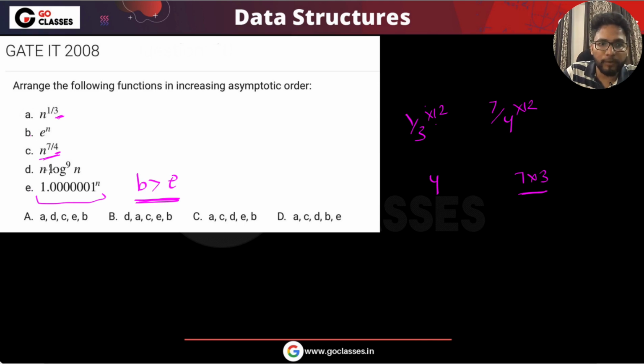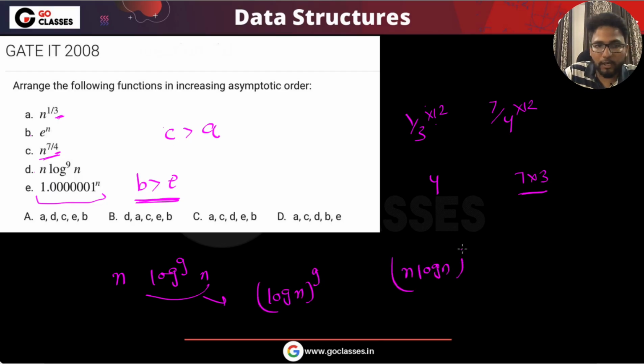Let me compare between D and C. You know between C and A, C is greater than A. Let me compare between D and C. D is n into log 9n. Log 9n is as good as saying log n power 9. So it means n into log n power 9. And the second thing is n power 7 by 4. This is just log n power 9, and this is n power 7 by 4.